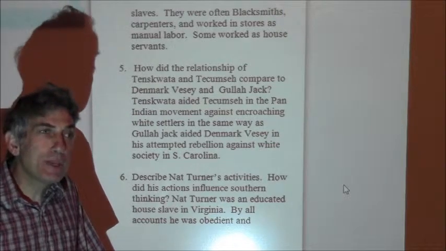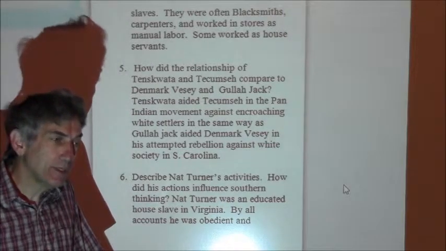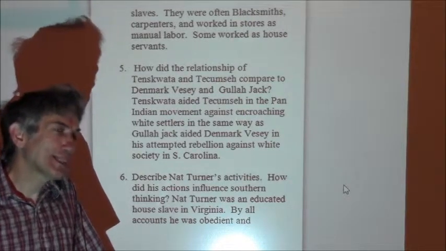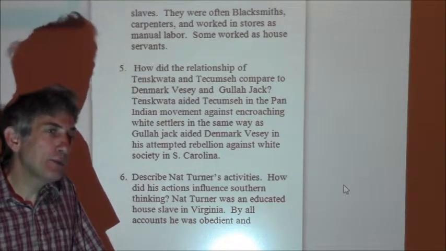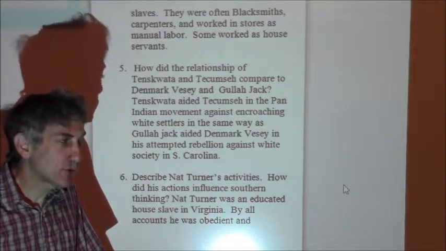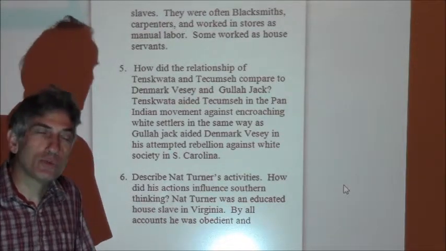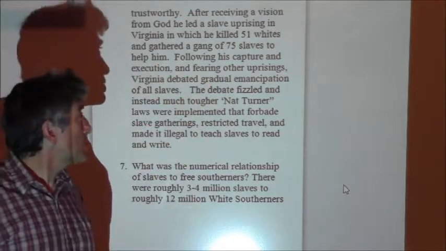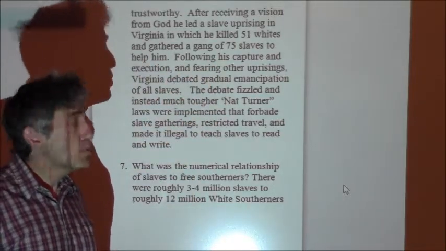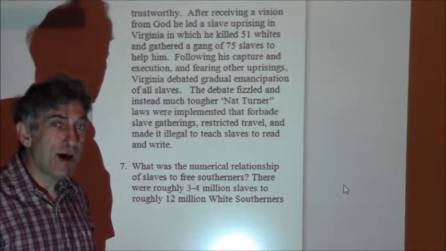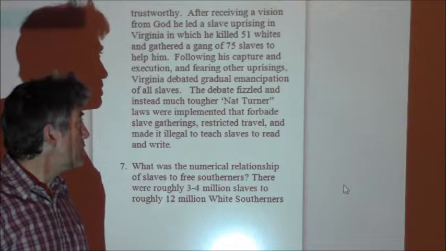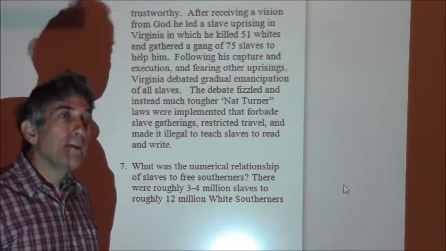It was odd because it had pretty much become accepted that if you treated a slave well and taught that slave manners, he would be beholden to you and not want to rebel. Well, that's certainly not true with Nat Turner, because after receiving a vision from God, he led this uprising. He killed 51 whites and he had a gang of about 75. After doing this, they went on the lam in the woods and they were eventually caught and hanged.